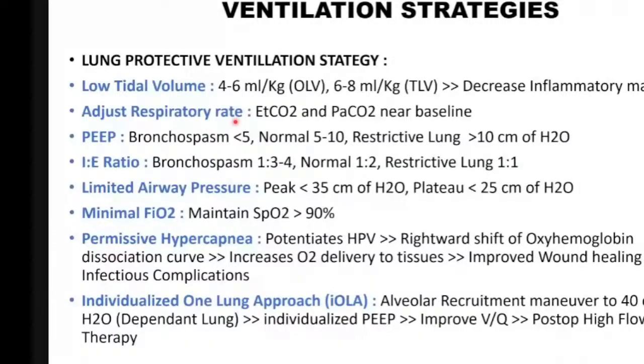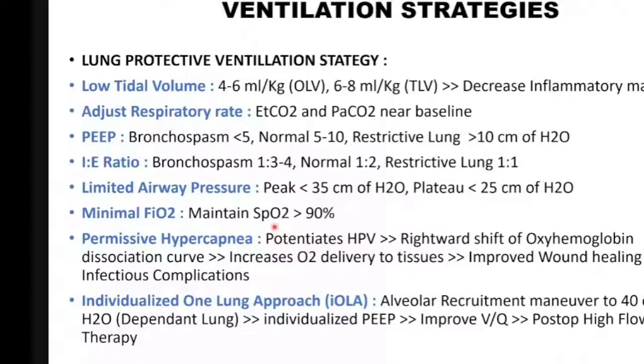5 to 10 centimeters, whereas in restrictive lung disease it needs to be more than 10, and in bronchospasm less than that. The inspiratory expiratory ratio for normal lung is maintained at 1:2. For restrictive lung disease 1:1, and for bronchospasms it may vary from 1:3 up to 1:4. The air pressures should be limited. The peak airway pressure should be restricted to less than 35 centimeters of water, and plateau pressures less than 25. The FiO2 at the time of troubleshooting we need to increase, but we need to minimize FiO2 so as to maintain saturation percent.